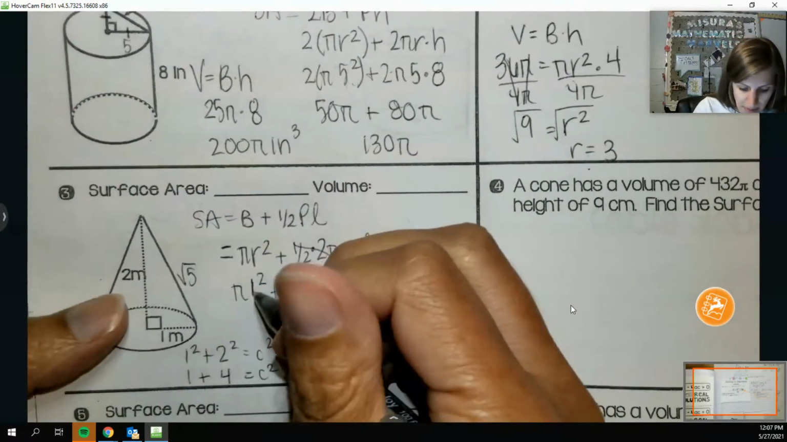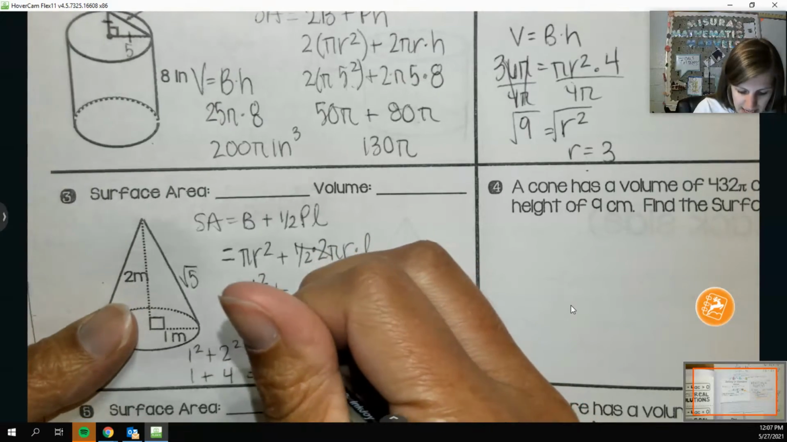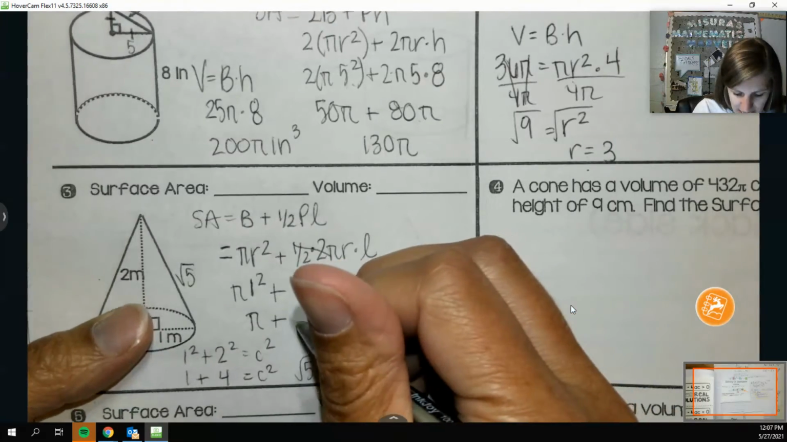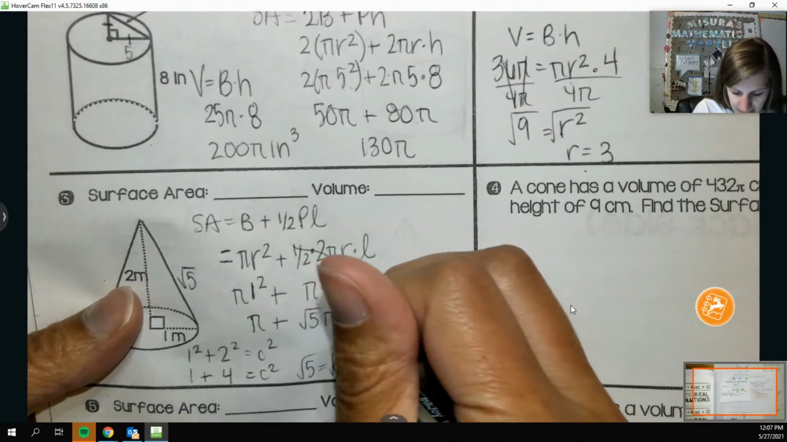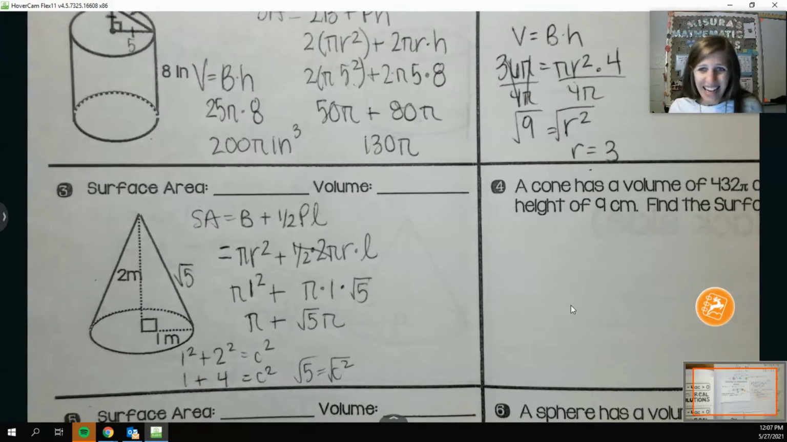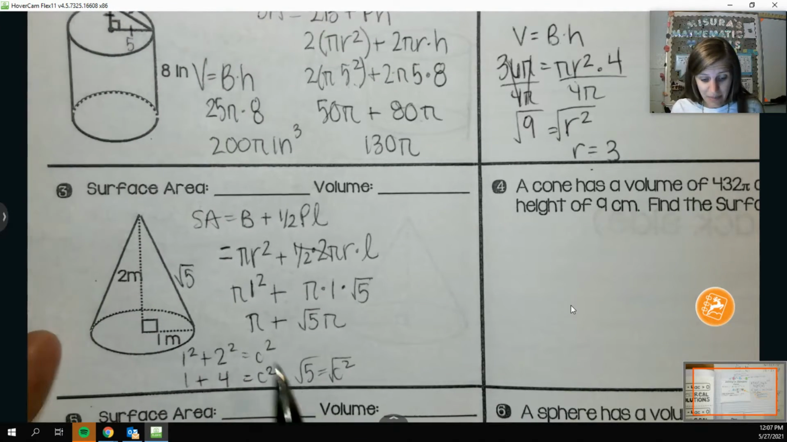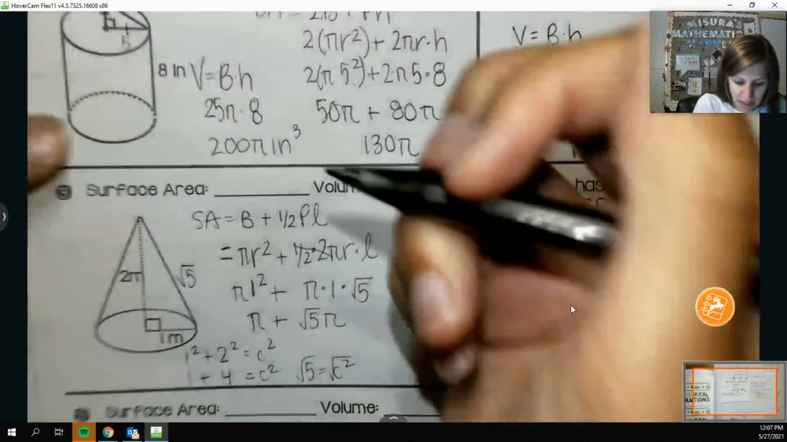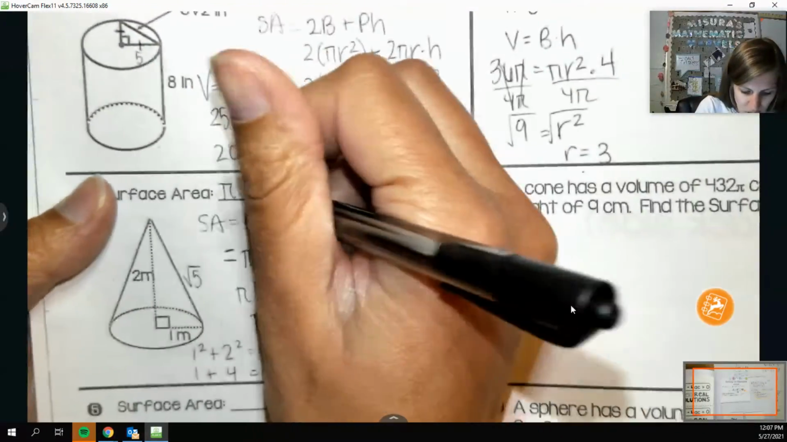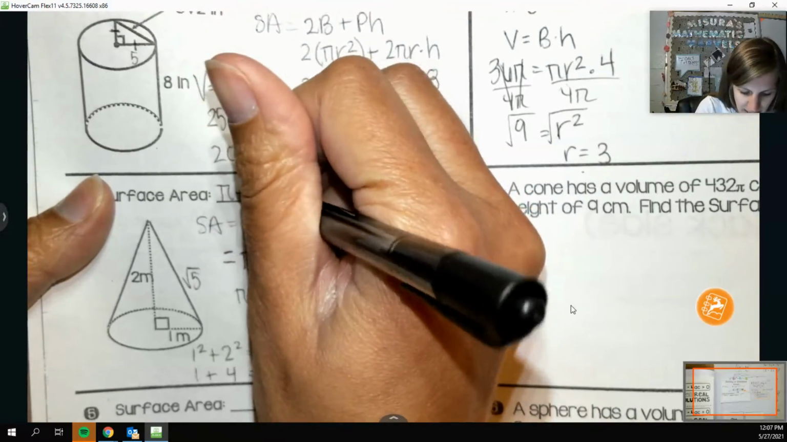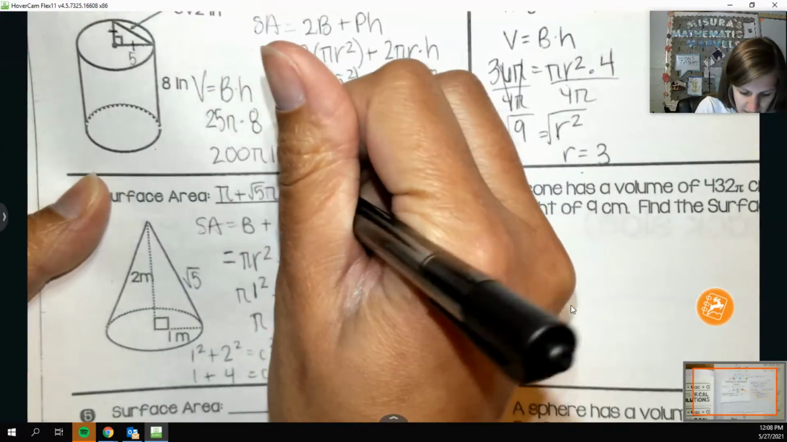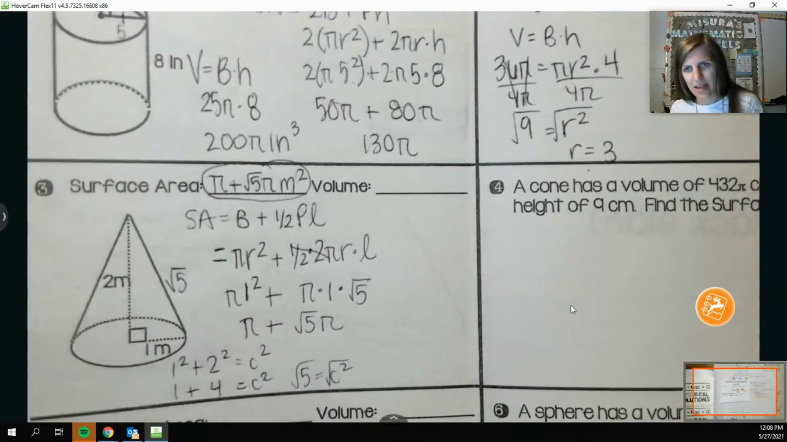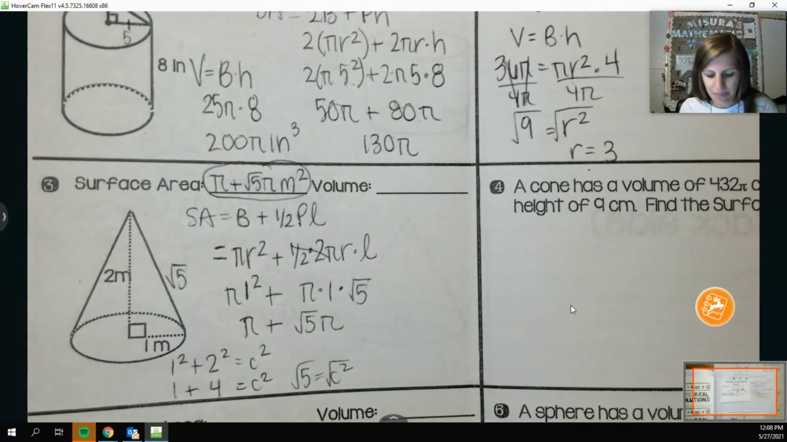So when I finish this problem up, 1 squared is 1, times pi is just pi. This right here, when I multiply all the things, is just going to end up being root 5 pi. And I kind of can't add those right now. Like they're both pi's, but they're not both roots of 5. So really the actual surface area is pi plus root 5 pi meters squared, which I mean, that's real gross. Like I probably should just get the decimal for that, but I'm too lazy.